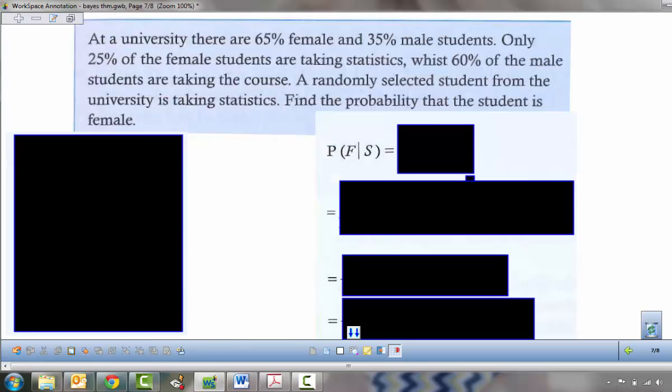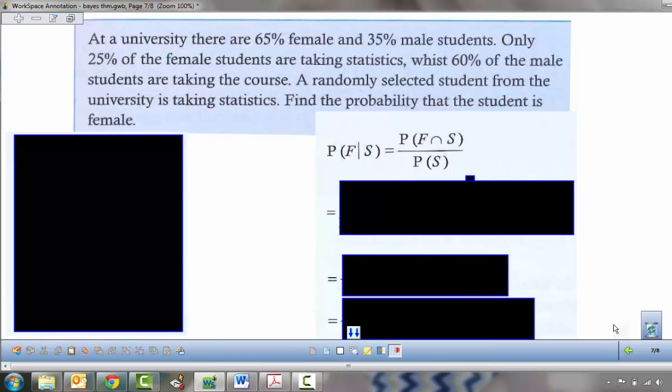At a university, there are 65% female and 35% male students. Only 25% of the female students are taking statistics, while 60% of the male students are taking the course. A randomly selected student from the university is taking statistics. Find the probability the student is female. So what we're looking for is the probability that the student is female given that they take statistics.